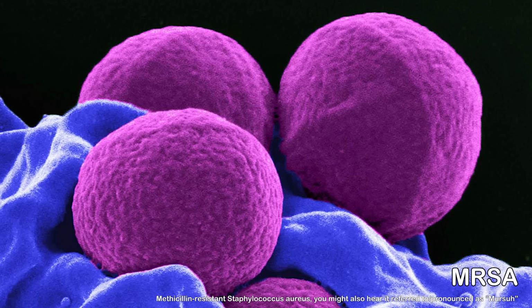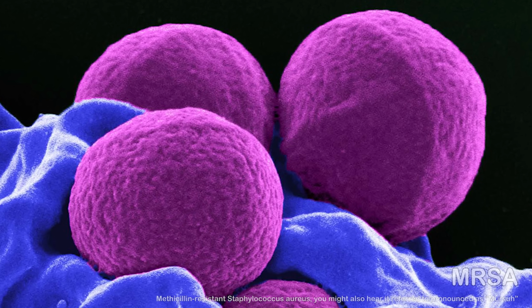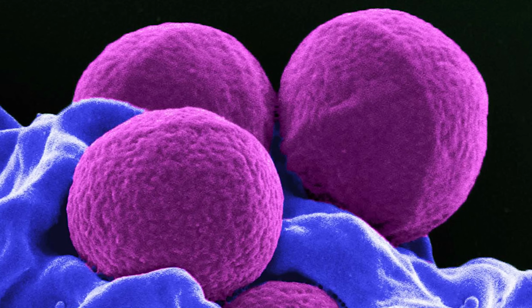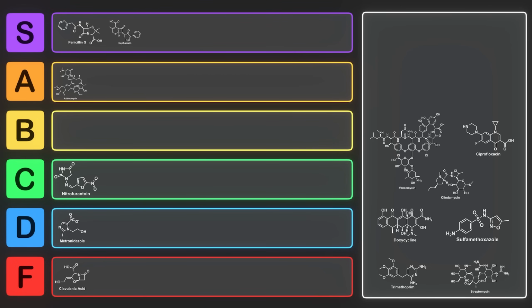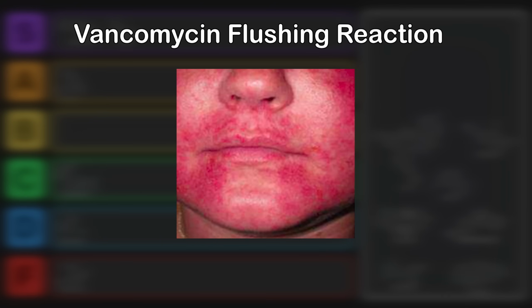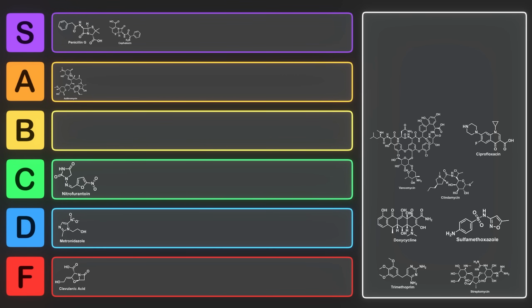Vancomycin is used primarily to treat methicillin-resistant Staphylococcus aureus, or MRSA. This is essentially a staph infection with a high resistance to numerous antibiotics. Vancomycin has the usual nausea, vomiting, and diarrhea for side effects, but interestingly, it has its own condition associated with its use. Vancomycin flushing reaction, also known as red man syndrome, occurs when the drug is administered too rapidly, leading to the release of large amounts of histamine in the body, resulting in rash, redness, and discomfort throughout your body.